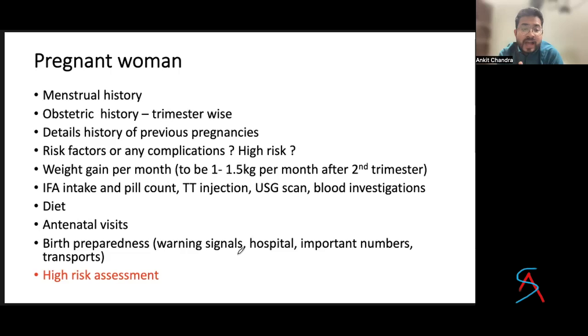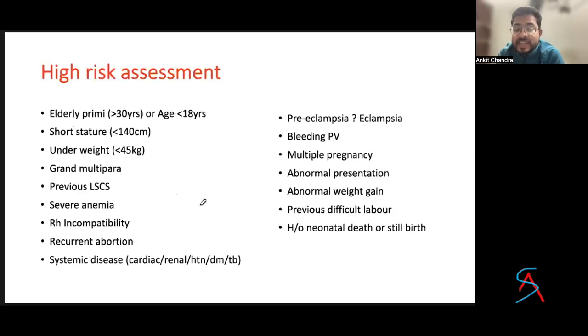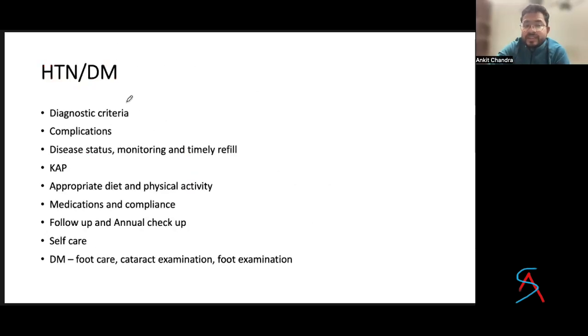Know about the high risk assessment. These are very, very important. You should do the high risk pregnancy screening. If any of these features is there, then you can say this is a high risk pregnancy, and high risk pregnancy needs special follow-up and a higher number of follow-ups, and it needs more care compared to the normal pregnancy.